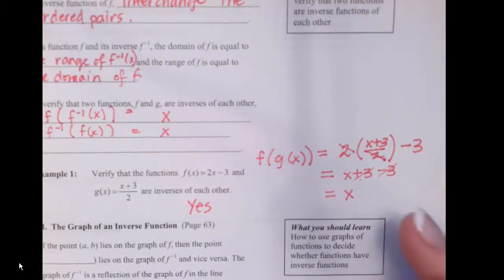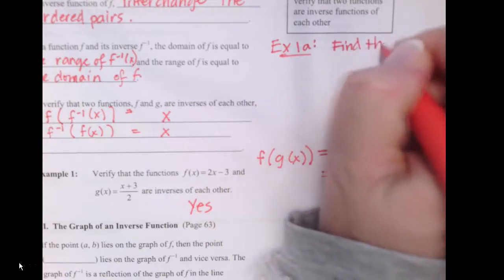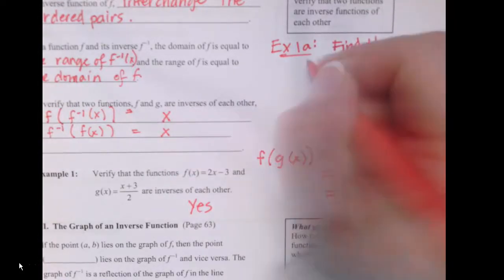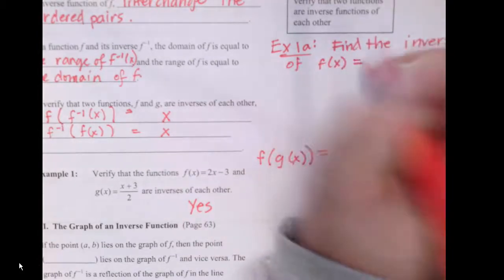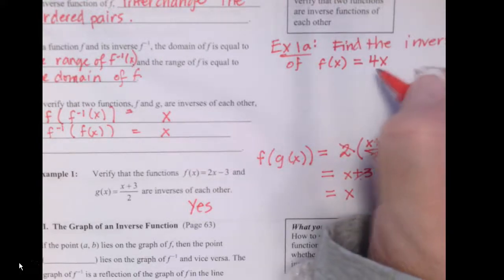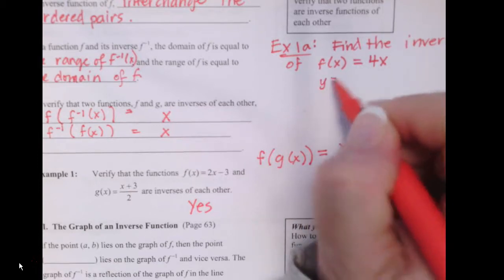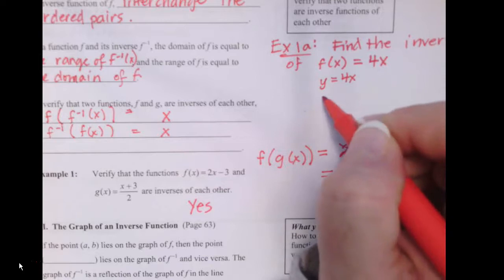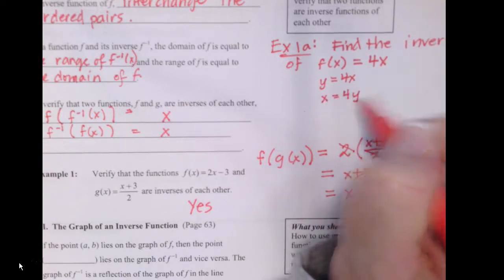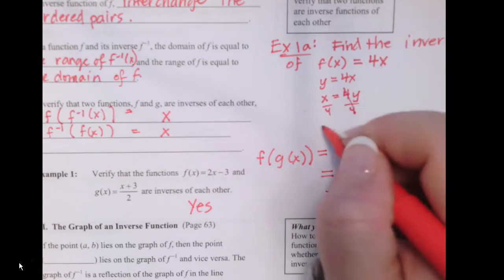Okay, this notes guide does not have a specific example on how to find the inverse, so we are going to come up with example 1a, and we're going to say find the inverse of f of x equals 4x. That's a pretty simple one, and in order to find the inverse, what I like to do is instead of f of x, think of this in terms of y equals 4x, switch x and y, and then solve back for y again. So we get y equals x over 4.